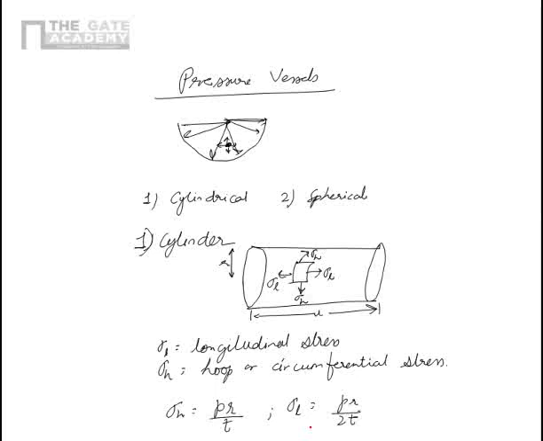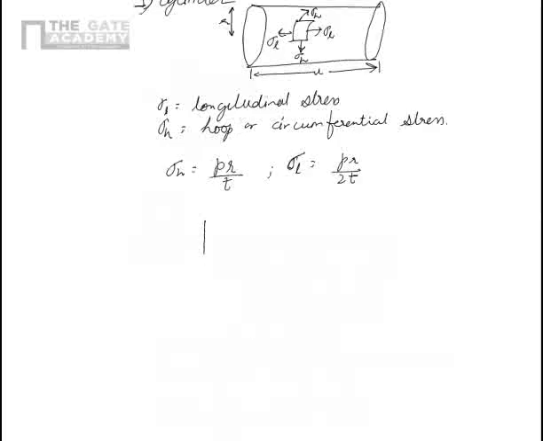Obviously, these equations are obtainable from any of the books of strength of materials, so we'll not derive them, but we will just remember them. The hoop stress is PR upon T and longitudinal stress is PR upon 2T for a cylinder. Now, let us analyze the stress element. The stress element is like this. This is sigma L, which is PR upon 2T, and this is sigma hoop, which is PR upon T.